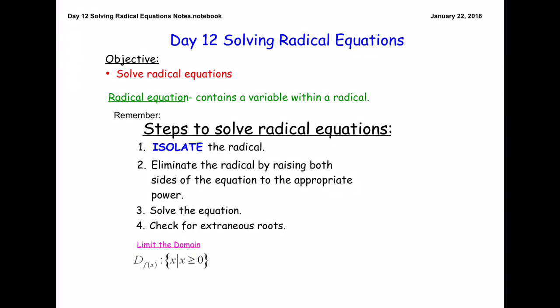Day 12, Solving Radical Equations. Today we are going to solve more radical equations. Remember, a radical equation contains a variable within a radical.